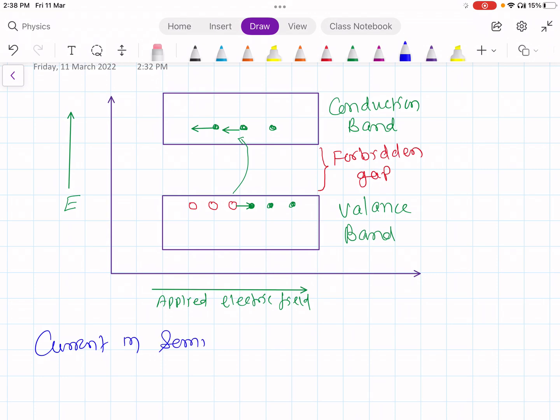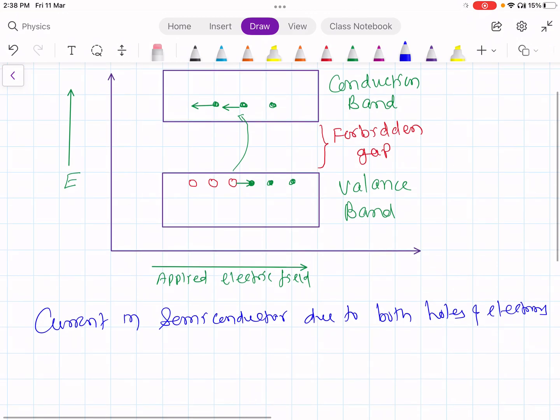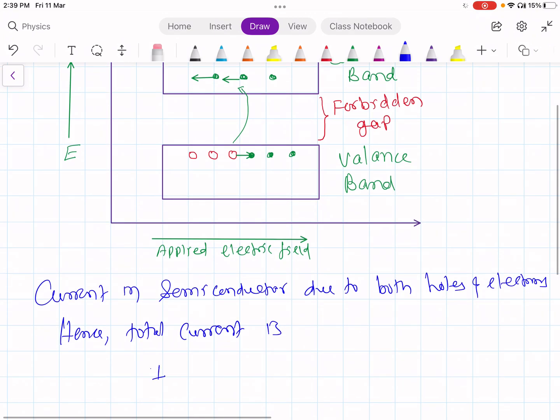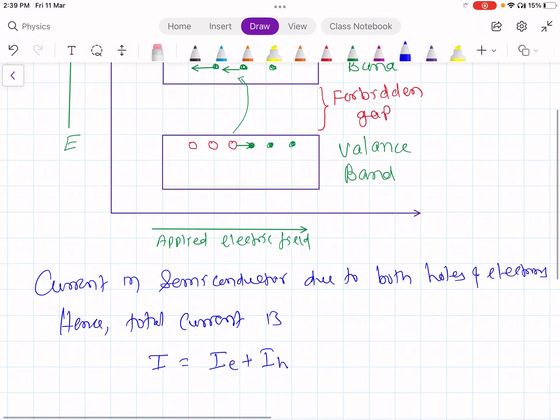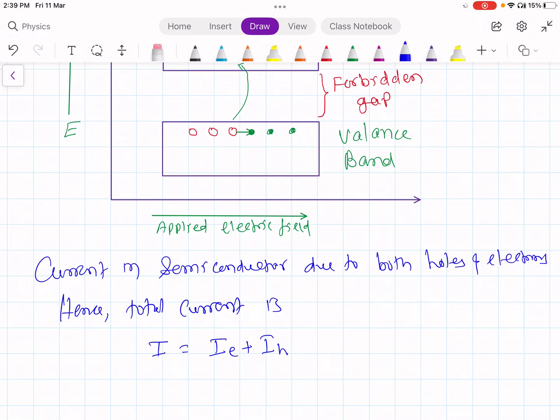Current in a semiconductor is due to both holes and electrons. Therefore, total current is I equals IE plus IH. Here IE is the current due to electrons and IH is the current due to holes.